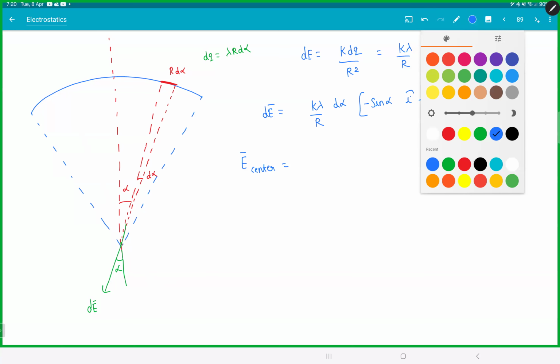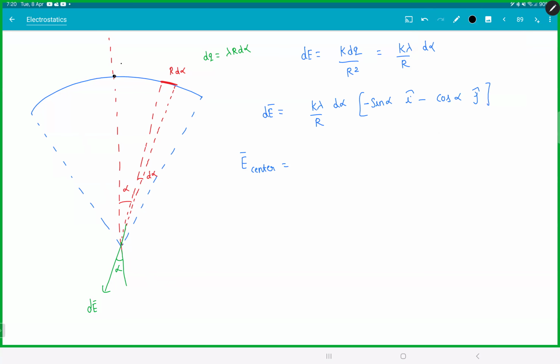Now what are the limits? Remember, when alpha is 0, you will be at the center. If you rotate towards the right side, alpha is theta by 2. If you rotate towards the left side, alpha is minus theta by 2. Are you getting how I'm choosing the elements? So when you rotate from minus theta by 2 to plus theta by 2, I cover the whole arc. You have to go right and left.